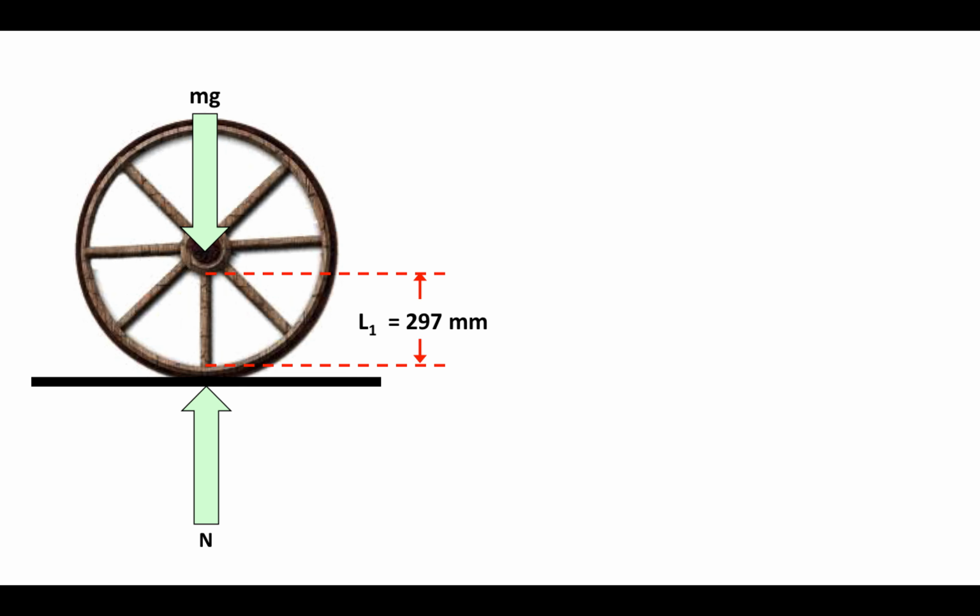My strain is defined as L1 minus L0 divided by L0, and when I put in those numbers and solve that out, I get minus 0.010, which equals a negative 1%. In other words, what this tells me is that my spoke has shrunk or compressed in its length by 1%.